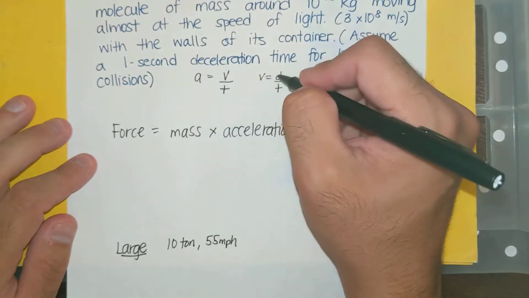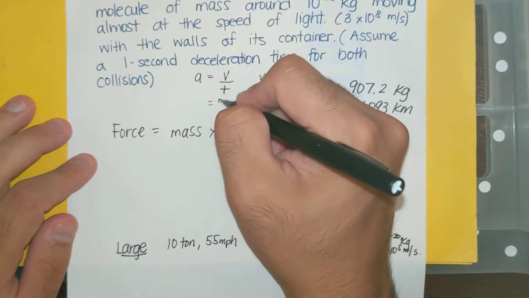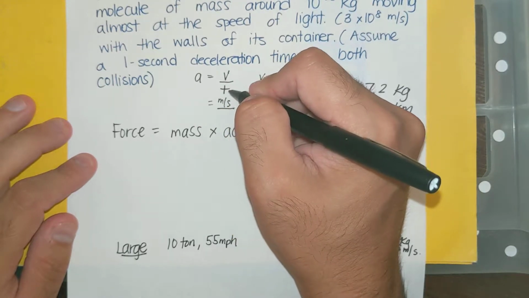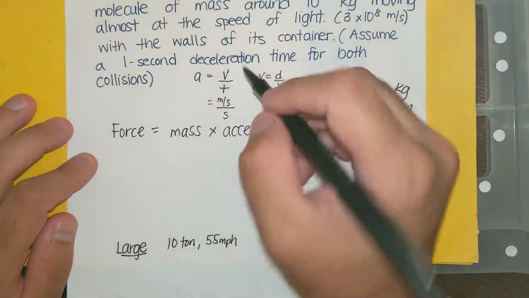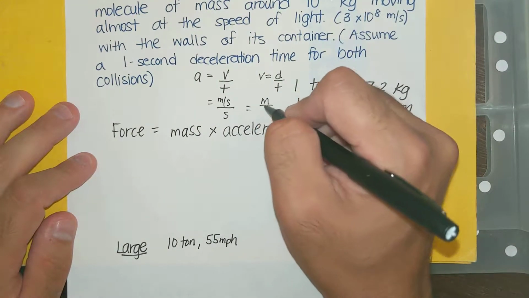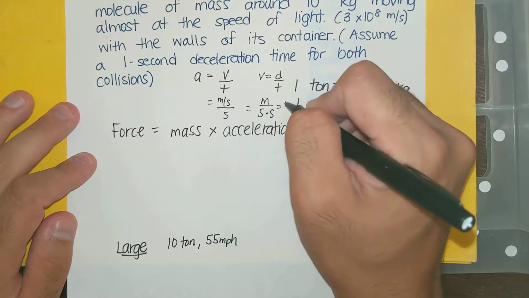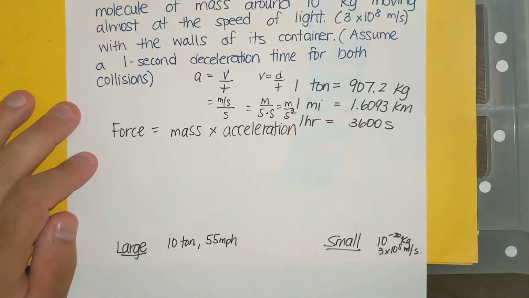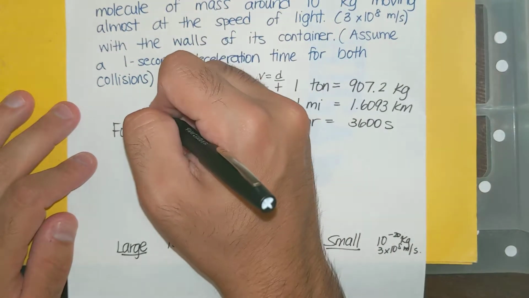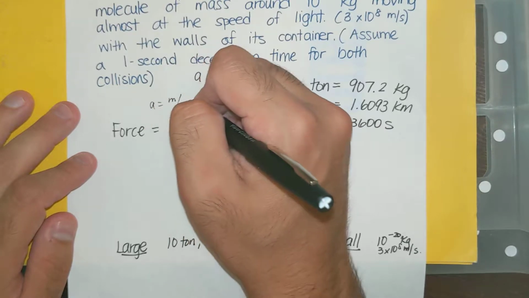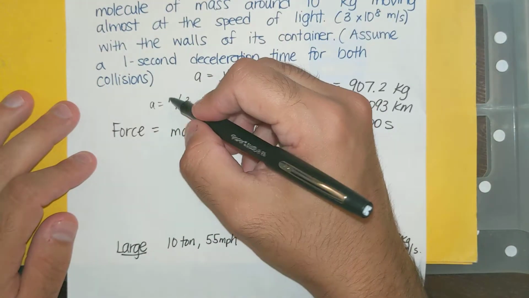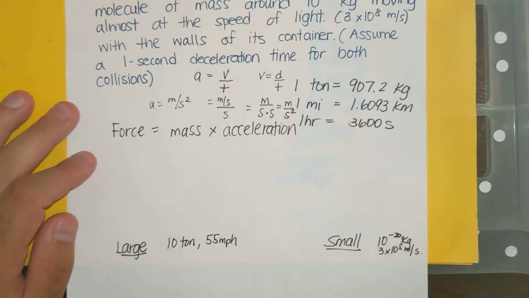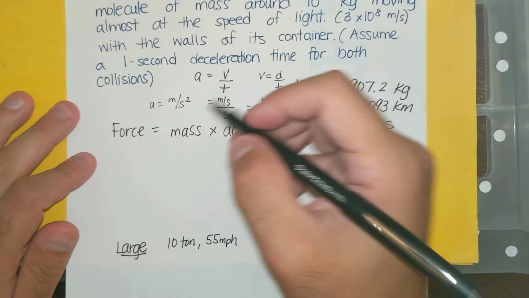So the units for velocity would be meters per second. And the units for time would be second. Meters per second over second ends up being meters over second times second, which is meters over second squared. Otherwise, you could look up online that the units for acceleration are meters per second squared. Okay, so the units for acceleration are meters per second squared. Do you have to know how to do that? Not really. I'll just tell you that right now.